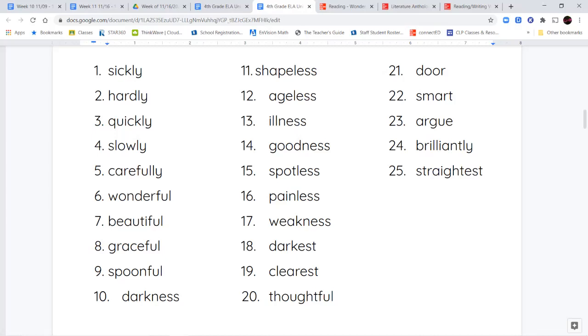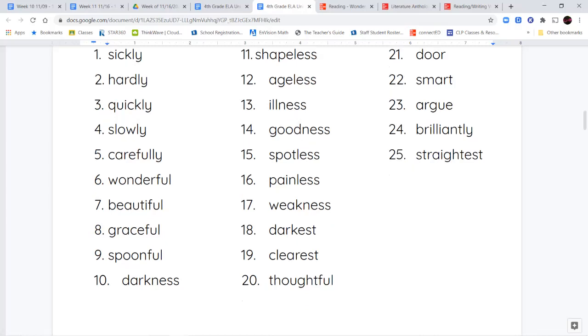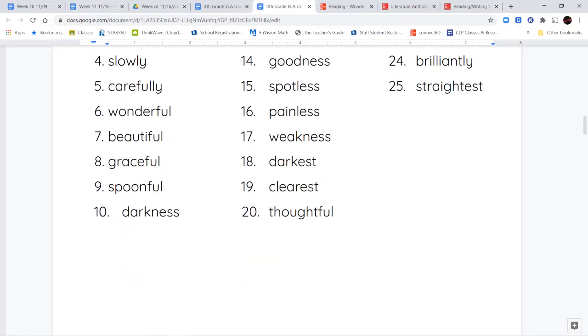Now, if you pay really close attention, you'll see that some of these words have more than one suffix attached to them. So if you look at the word carefully, it has the full and the ly. So the word carefully tells you that something is done in a way that has a lot of care in it. So we're going to talk more about those suffixes in just a minute and what they mean and how to use them.